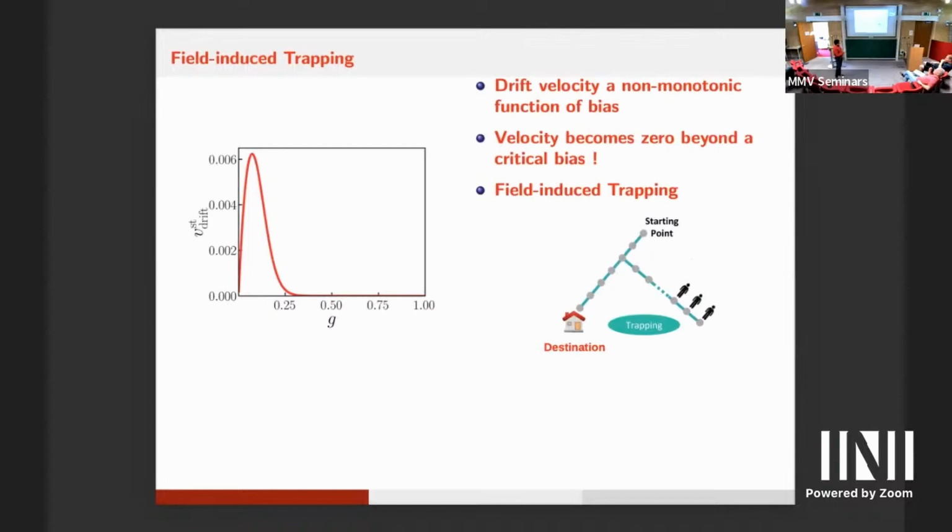So these guys, they don't make it to the backbone. Why? Because the field is trying to push them in the backward direction. So they find it less and less likely to go back to the backbone. And this gives rise to this critical point above which the velocity just becomes 0.